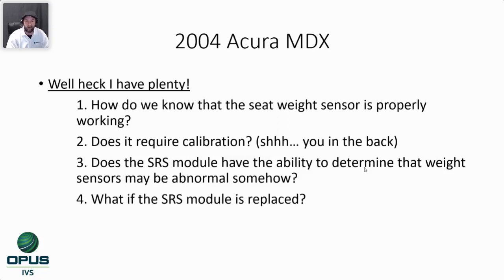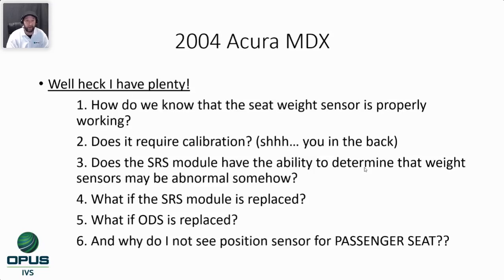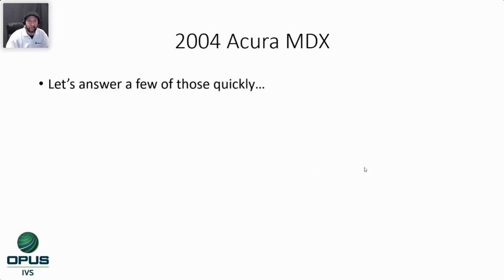What if the SRS module is replaced? What do we have to do? What if the ODS was replaced? What about the OPDS? And why do I not see a position sensor for the passenger side seat? We were worried about it before with the driver's side, where we were getting too close to the airbag. But why not on the passenger side seat? Is it because of the distance between the seat to the dashboard? That's for us to guess. They never do actually tell us what that is.